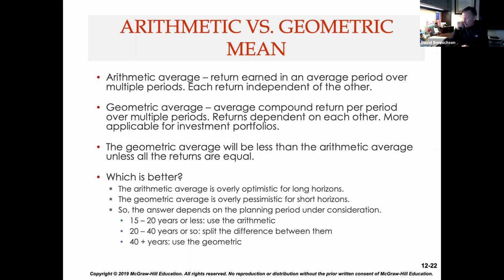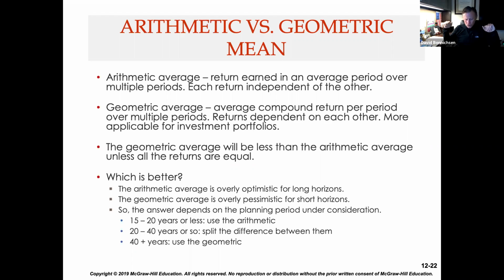So from an investment portfolio standpoint, we need to understand the difference between a straight up arithmetic mean and a geometric average. When we look at the formulas for these in just a second, you're going to see that the geometric average is always going to be less than the arithmetic average unless all of the returns are equal to one another. So the question is, which one should we use and why should we use it?